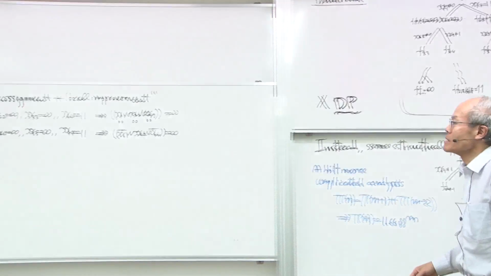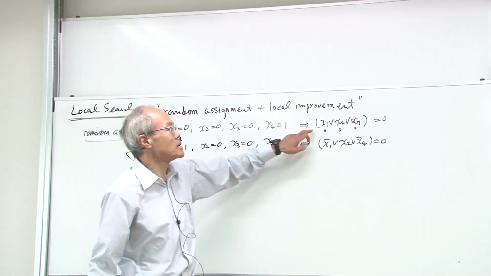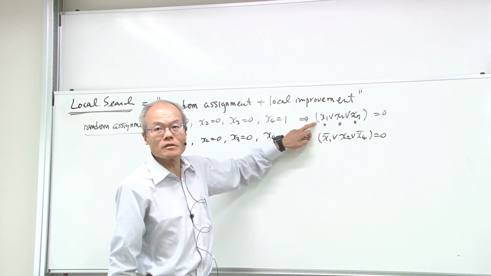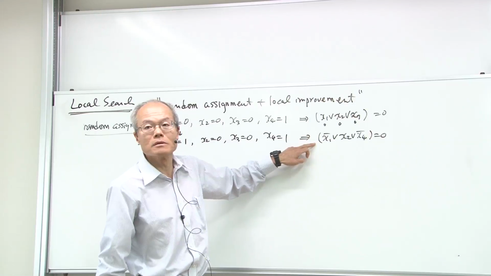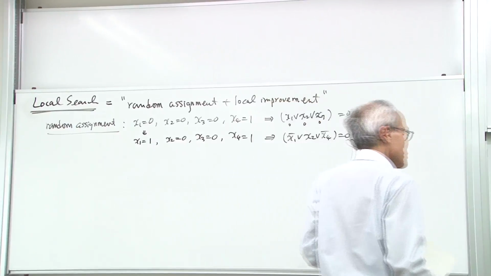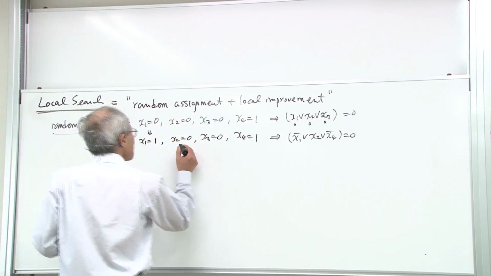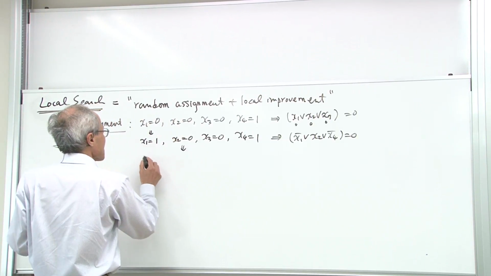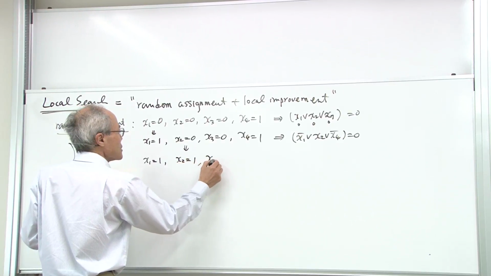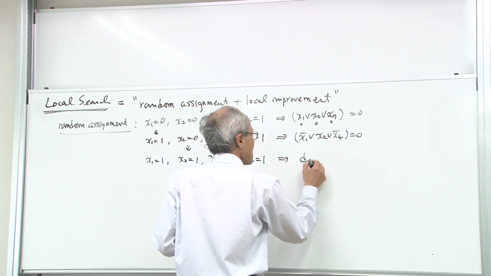So I changed the value of x1 to try to make this guy true. Then of course this guy becomes true, but unfortunately the other guy becomes false. We just continue. Now we change this guy. So x1 is equal to 1, x2 is equal to 1, x3 is equal to 0, x4 is equal to 1, then done.